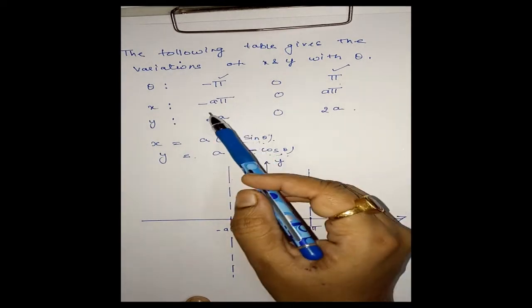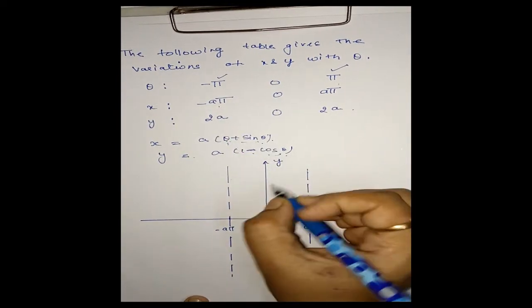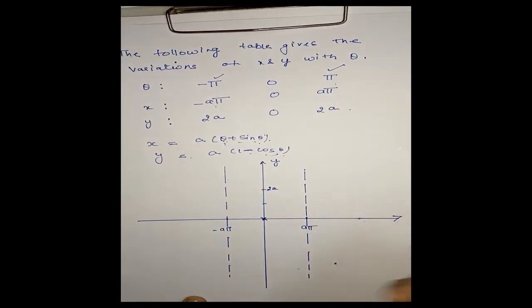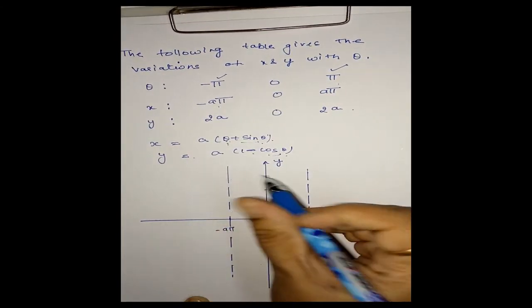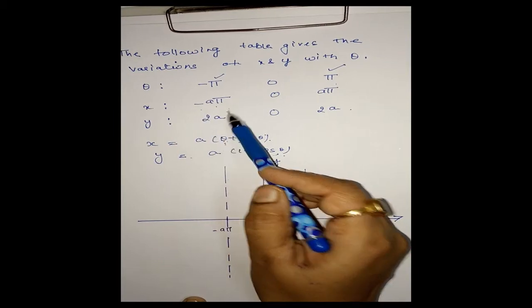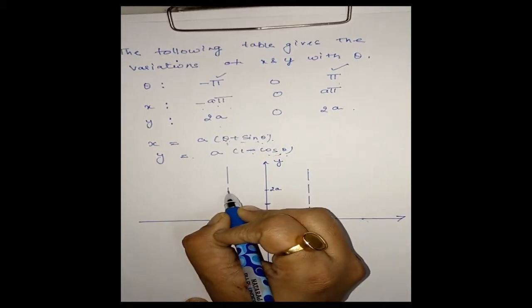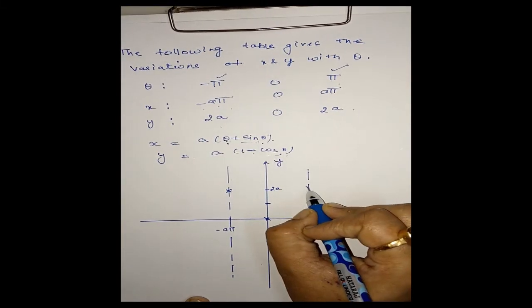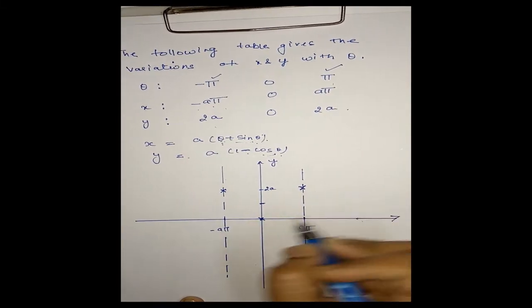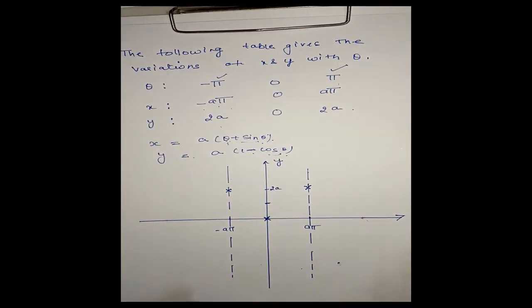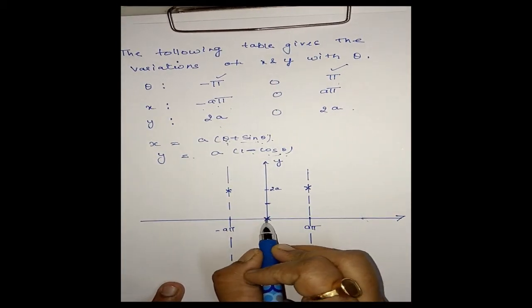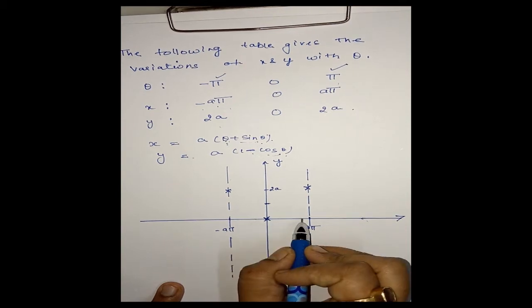Now, minus a pi, 2a. Let this be my a, 2a. Now, when x is minus a pi, y is 2a. That means somewhere here. And same way at a pi also. And at 0, y is also 0. Now at this point, tangent is the x-axis.